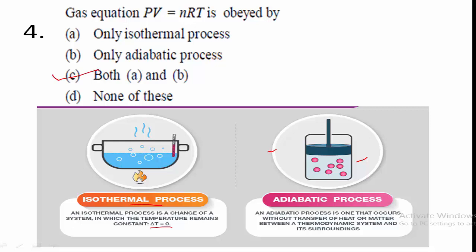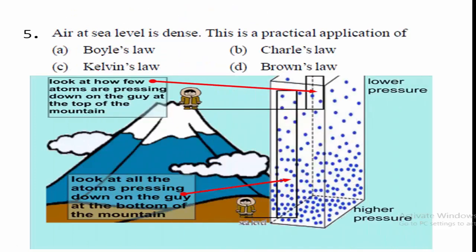So remember this gas equation is obeyed by isothermal as well as adiabatic processes. Fifth one, air at sea level is dense.